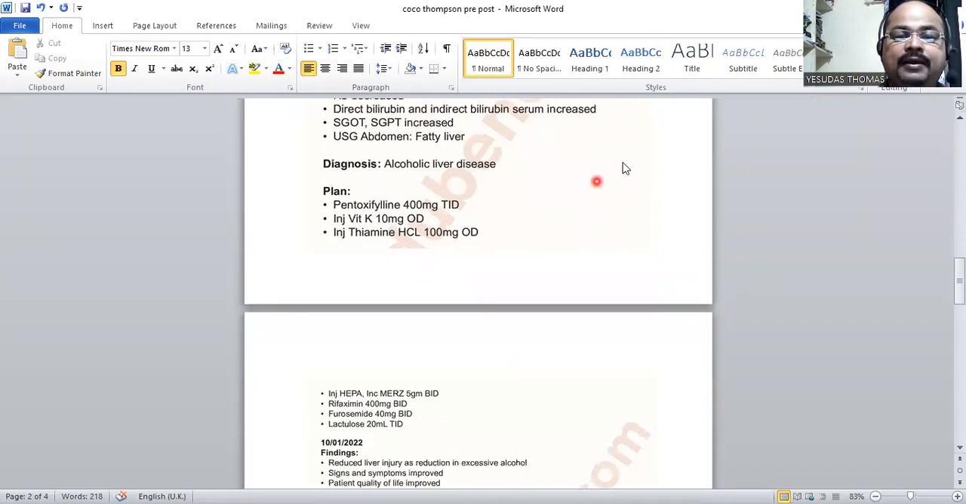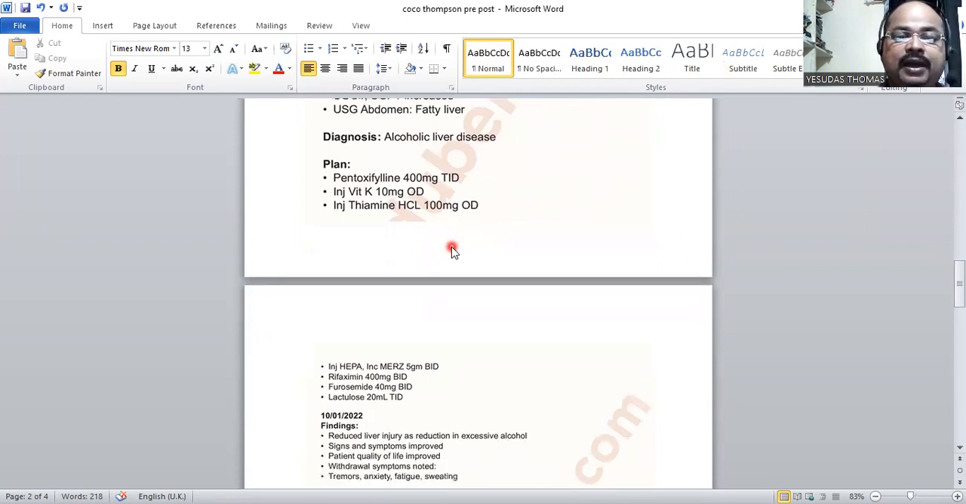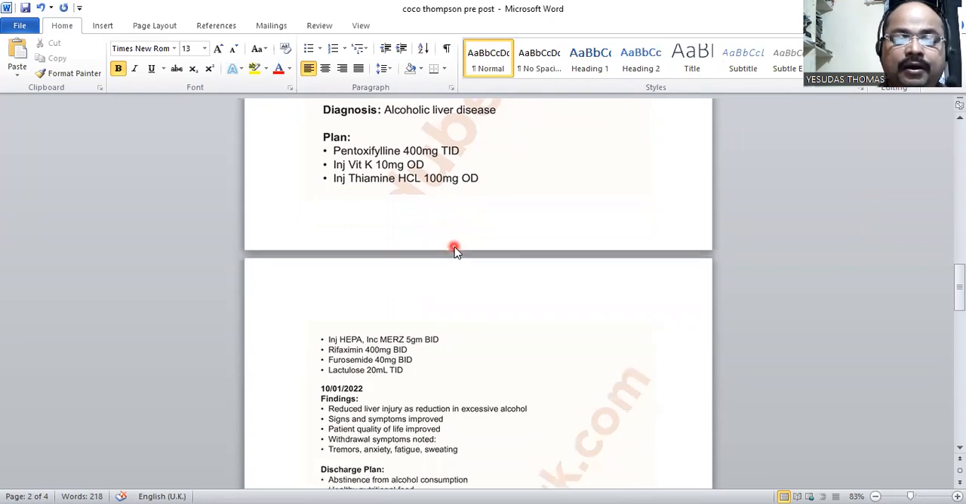Now, we have the plan here. Plan is pentoxifylline, vitamin K, thiamine, HEPA, rifaximin, furosemide, lactulose. So these are the drug therapy that we have prescribed from the hospital. And this has to be continued once she is discharged back to Dr. Brown's care.